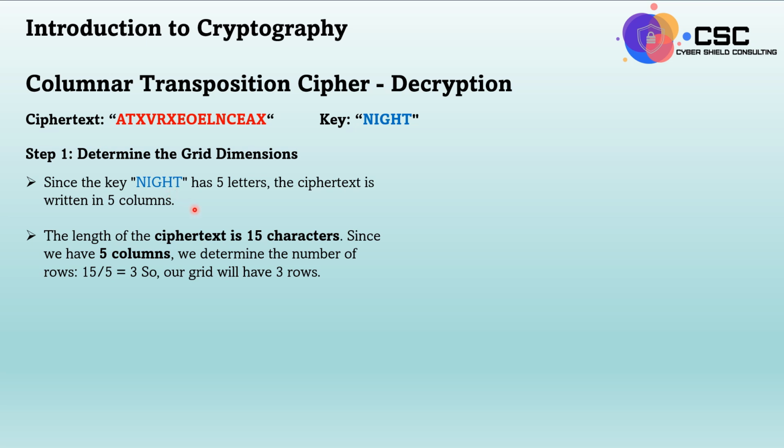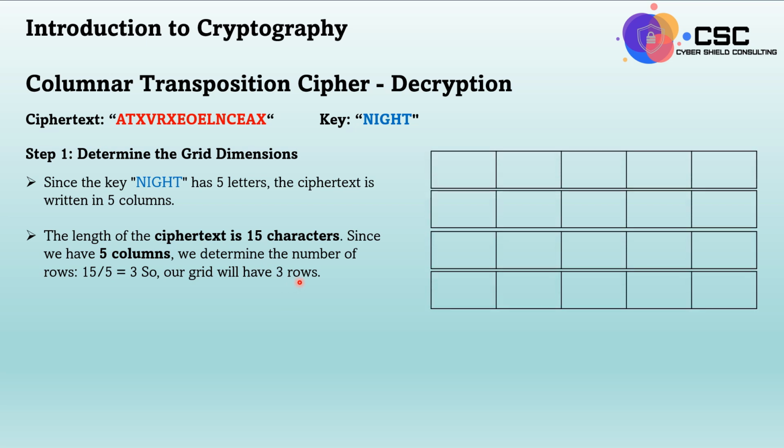So the length of the cipher text is 15 characters. And since I have 5 columns, what we need to do is divide the length of the cipher text, which is 15 characters, by the length of the key, which is the number of columns. So we have 15 divided by 5 equals 3. So here we know that we have 3 rows in our grid.